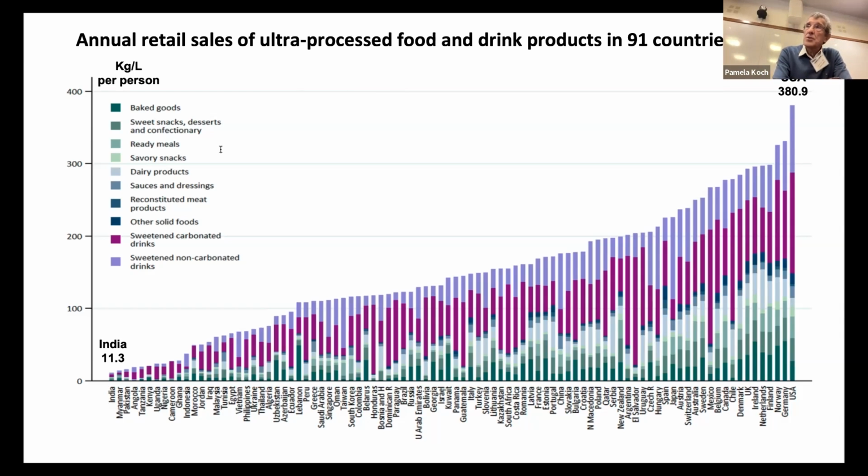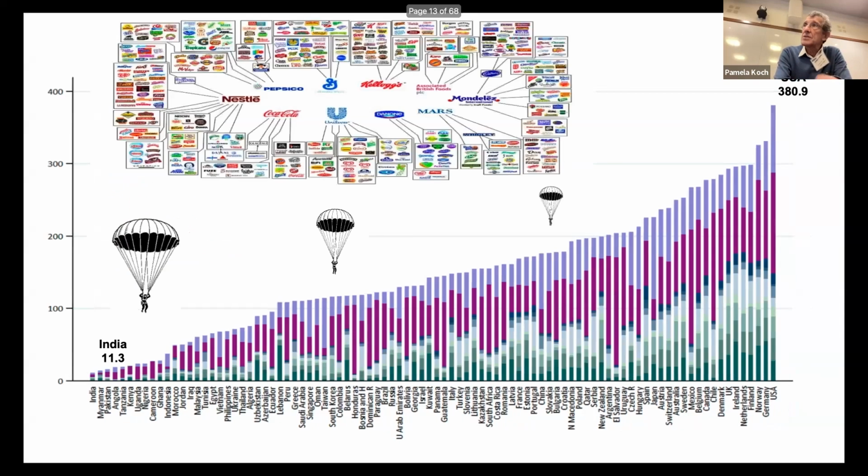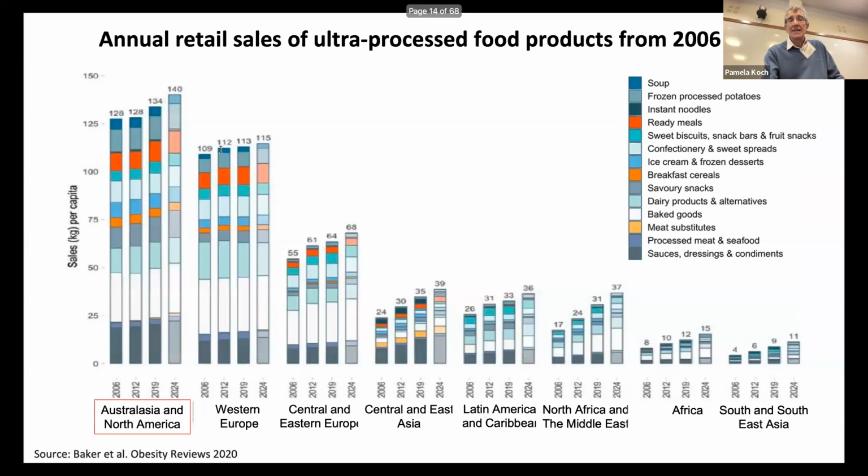In general, countries more on the left side of these slides are low and middle income countries. So what is happening right now is that these companies are targeting low and middle income countries because in these countries you have a window of opportunity, right? You have a possibility to expand the consumption of these products. And in this slide, you see that they are succeeding.